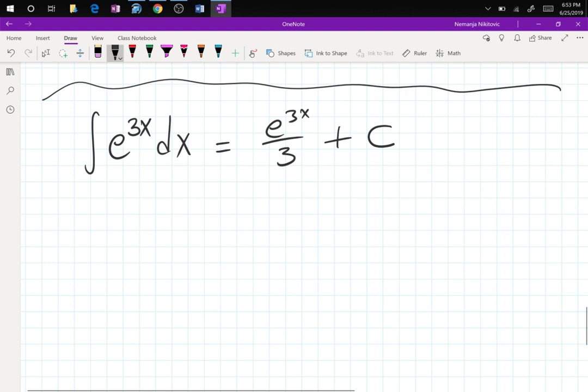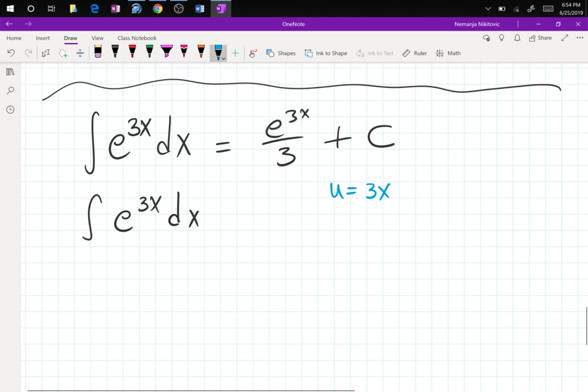So let's do this problem. You already know what the answer is. Let's do the problem using u sub. So e to the 3x dx, we have that u is equal to 3x because we like to integrate e to the x, right? So we're just going to make it e to the u. We don't like this business of having stuff there.